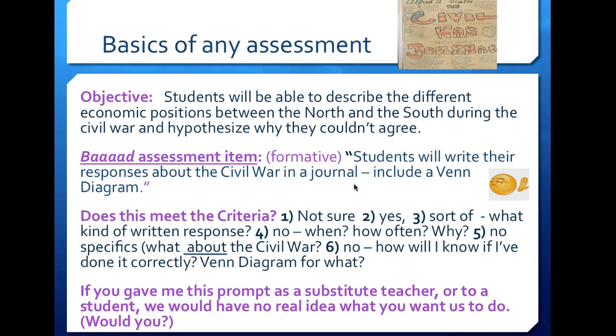Number 6, are the criteria clear? We don't have any criteria. We don't know if I've done it correctly. If you gave it to me, I don't know if I've done it correctly or incorrectly. What am I doing with the Venn diagram? How will I know what I'm supposed to put in the Venn diagram? So none of the criteria to be evaluated on is evident in that assessment item. So it really doesn't meet the basic criteria for a good assessment item or an effective assessment item.